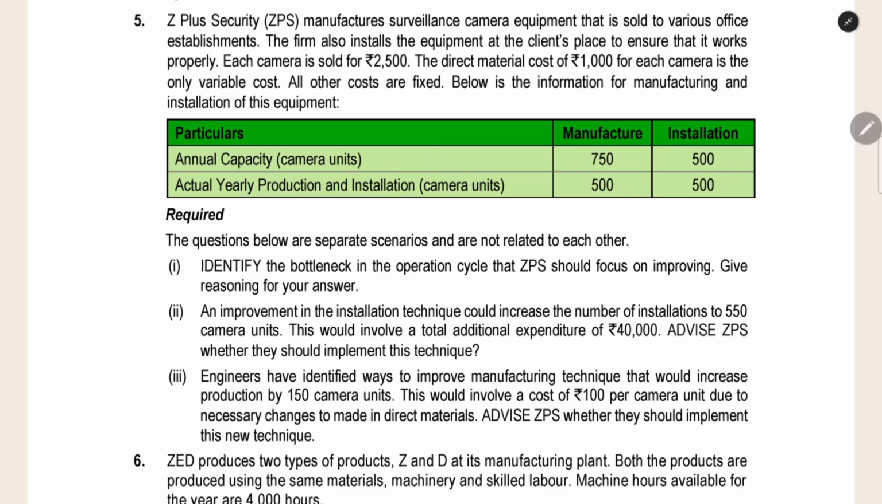If they produce more than 500, they will not be able to install it, because after installing 500 itself, the labor will be over. We will not get any other labor for the year. So they have to produce only 500 and install that 500. In the next year, they can again produce 500 and install 500. This is what they are following now.